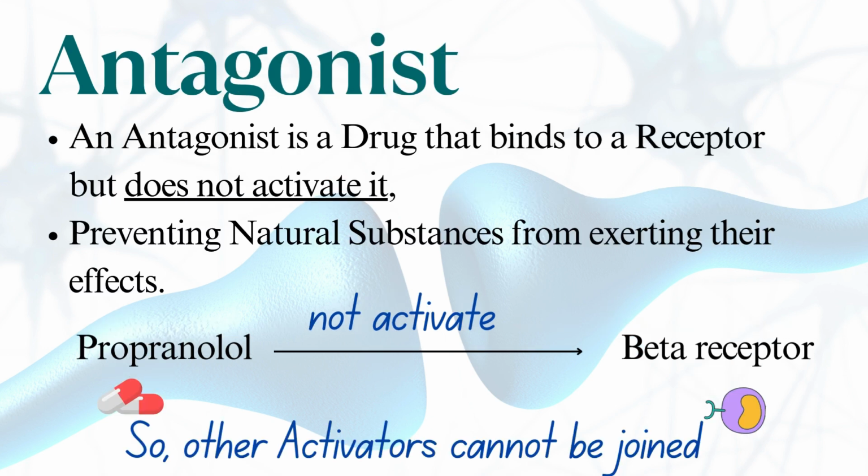Antagonist. An antagonist is a drug that binds to a receptor but does not activate it, preventing natural substances from exerting their effects. Propranolol is a drug that binds with the beta receptor, but it does not activate it. Instead, it prevents the binding of other agonists. Thereby, it is called a beta antagonist.